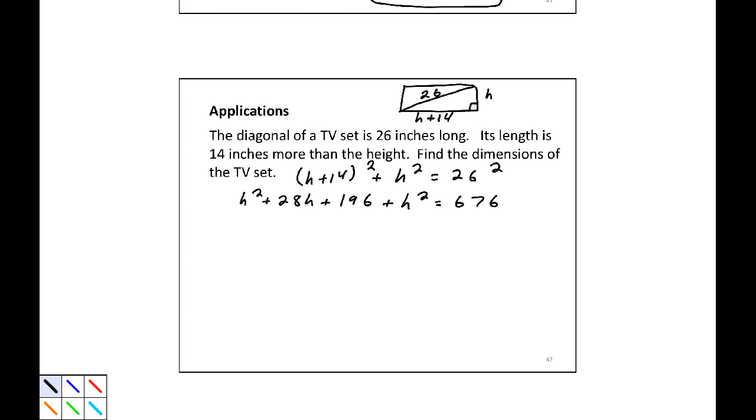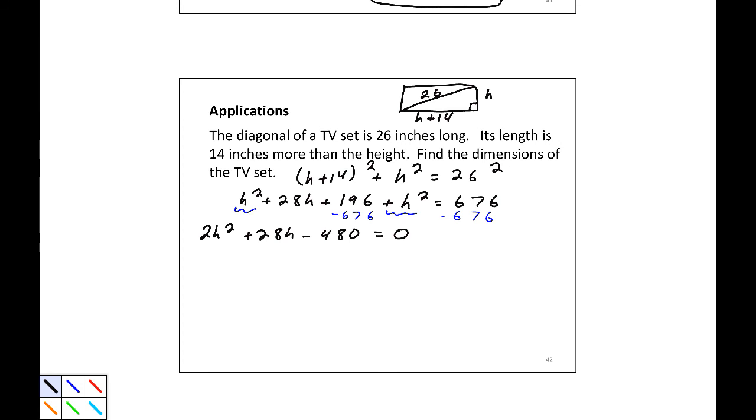Now this is a quadratic equation, so I'm going to move everything to the left side and combine like terms. I'll subtract 676 and combine these two h squared terms so that I have 2h squared plus 28h minus 480 equals 0. And this is why it's an application of a quadratic. We now can use factoring or the quadratic formula.